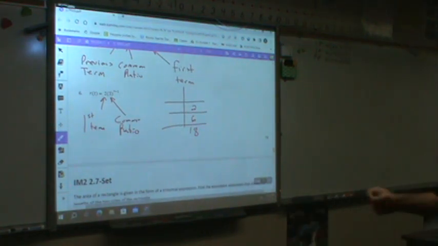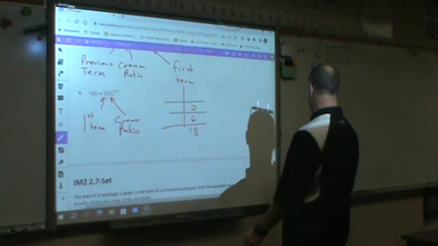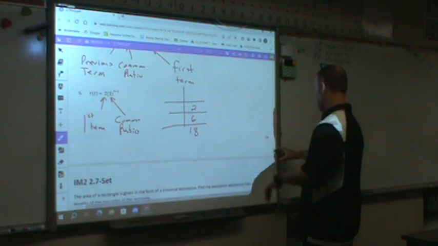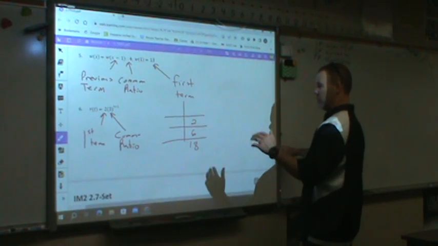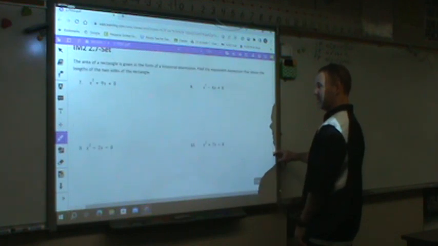All right? Use your common ratio. And that's one of the things I'm trying to teach my Math 1 students. Work smarter, not harder. You don't need to do a bunch of different equations. And I get it, it's tough.